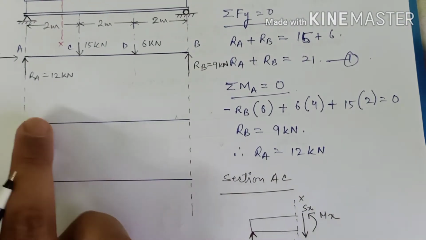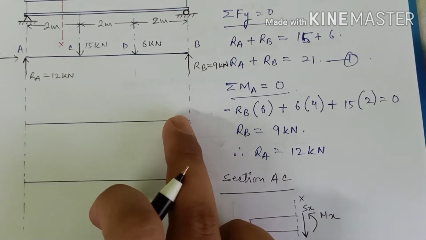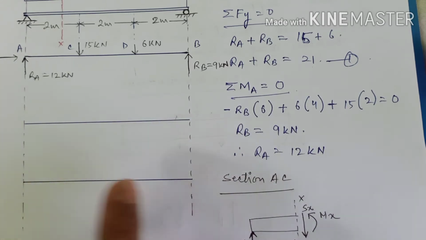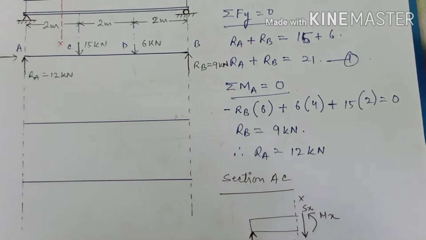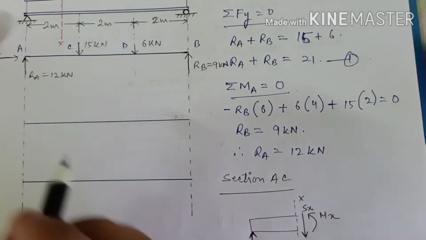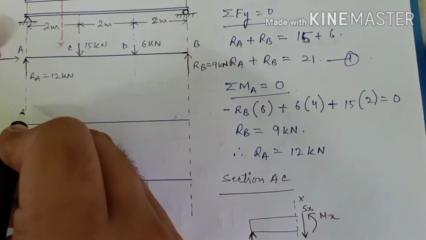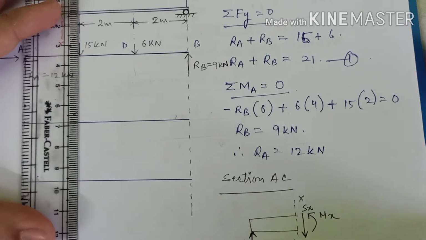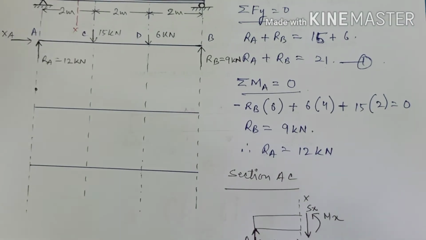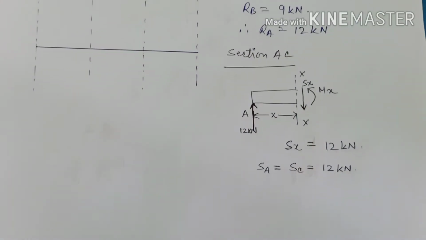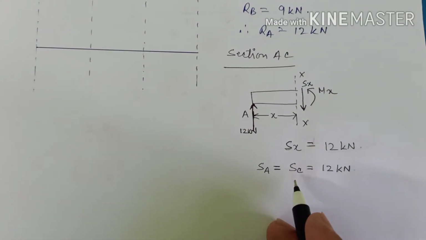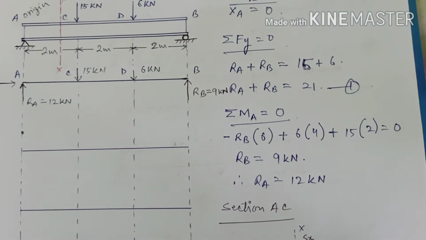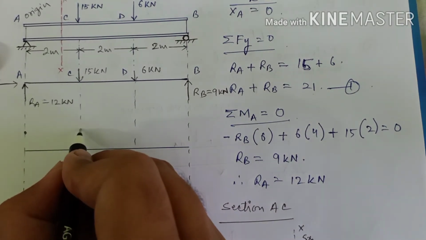So we have two baselines, one for SFD and one for BMD. Let us plot the value of SA, that is shear force at A, which is 12. So it's positive, so it will be upward here. Just let me draw the lines guys, one second. So the shear force at A is 12, and also the shear force at C is 12. So it will be here.